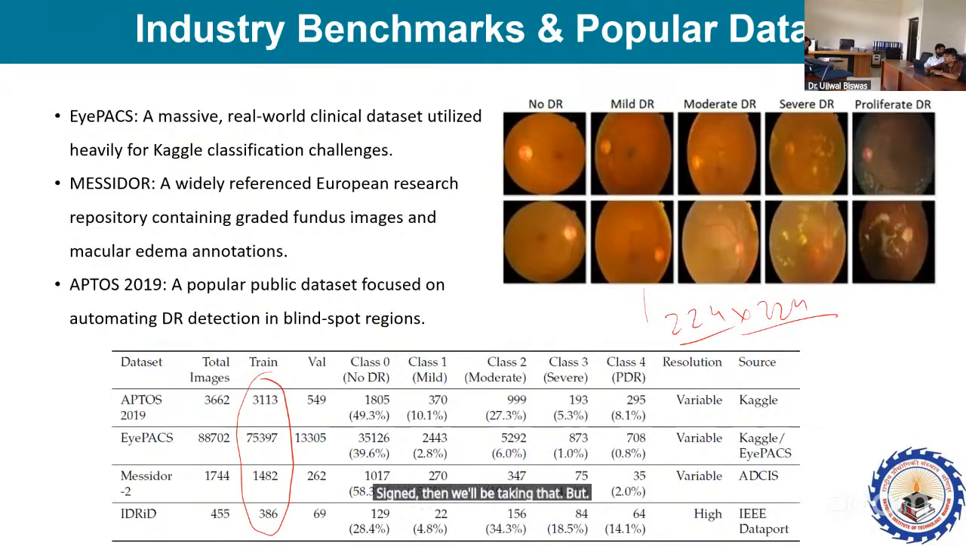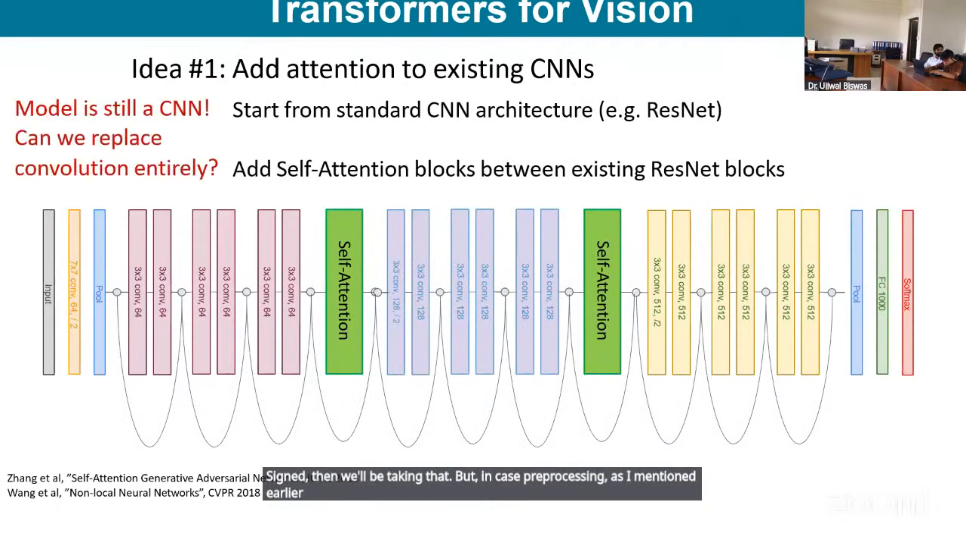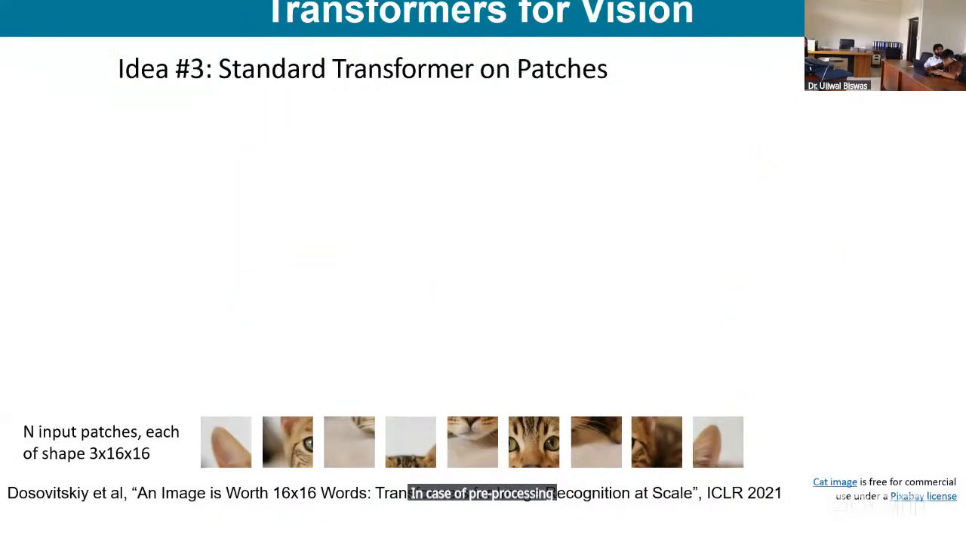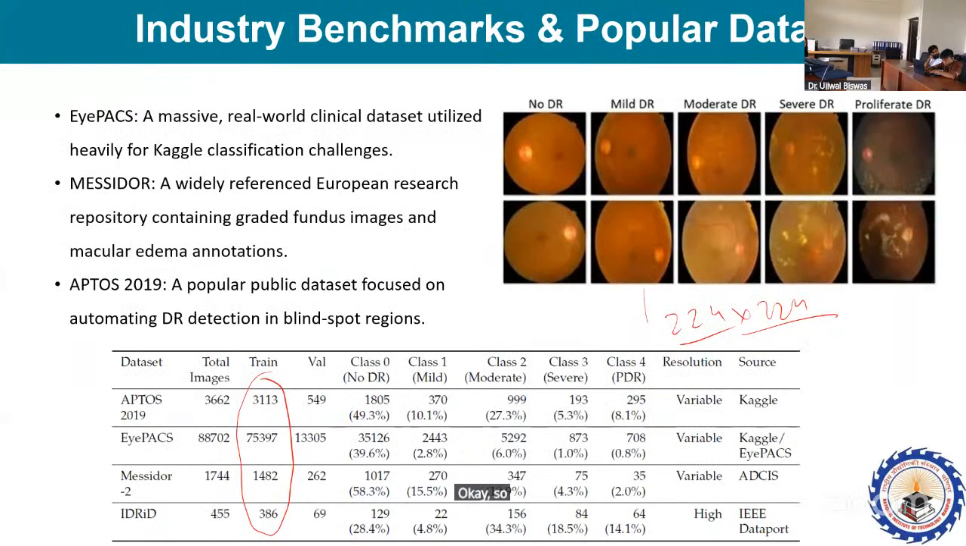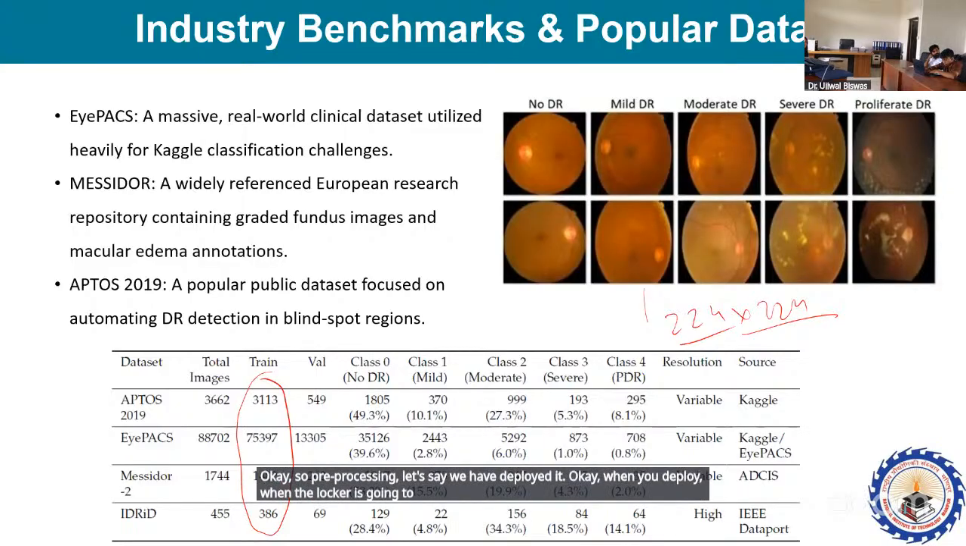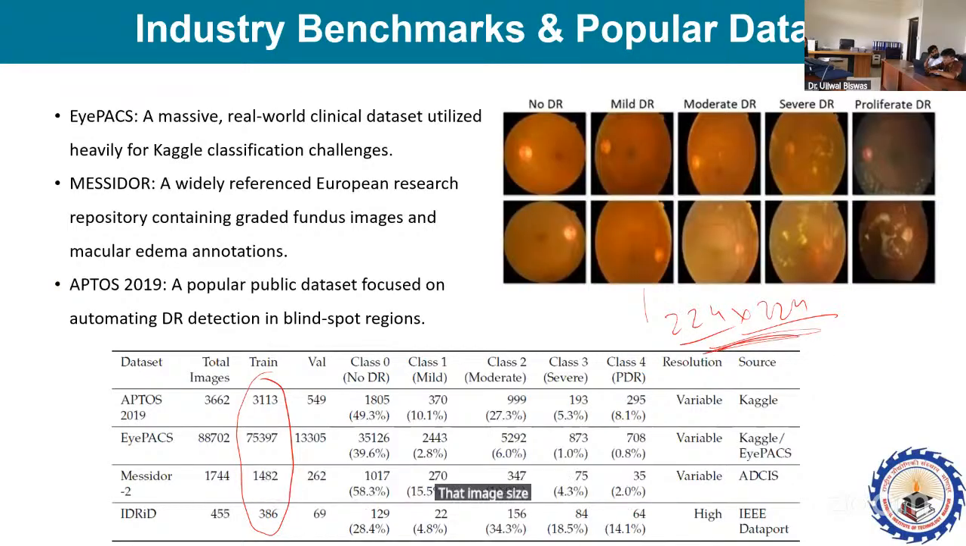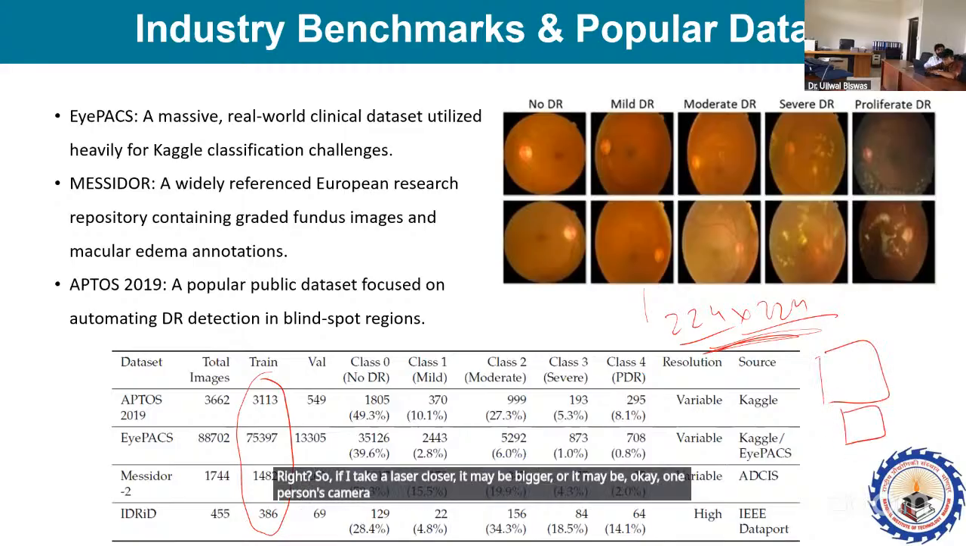But in case of preprocessing, as I mentioned earlier, let's say we have deployed it. When the doctor is going to take the photo of the fundus of the eye retina, that image size may not be the same as this, right? If I take the laser closer, it may be bigger. One person's camera resolution is different from another person's camera.